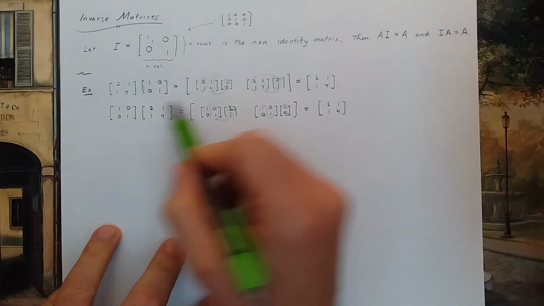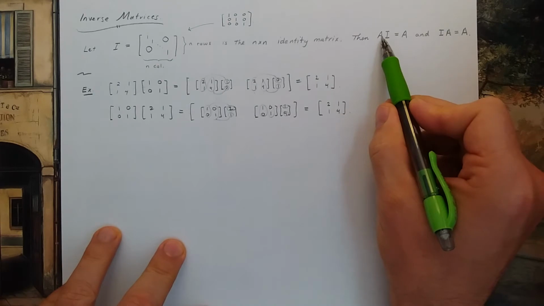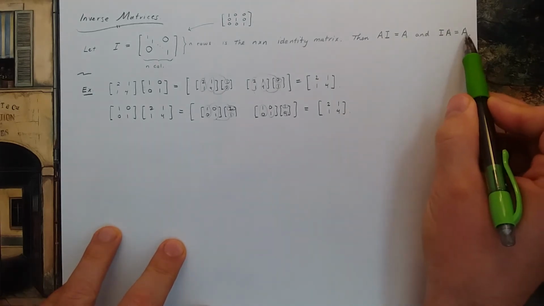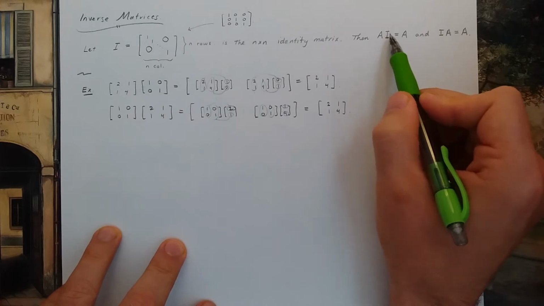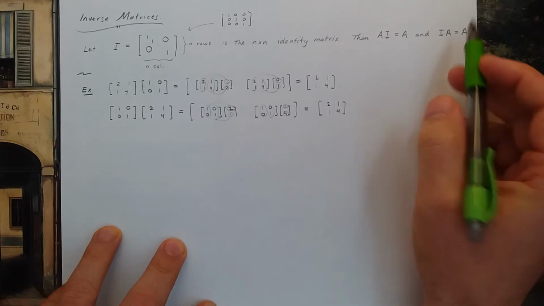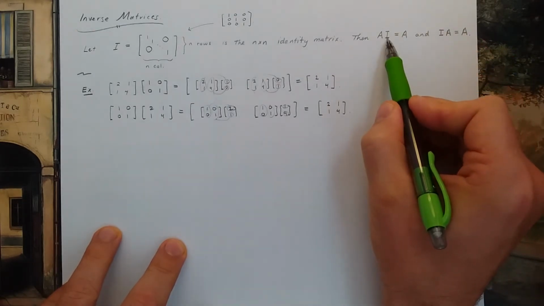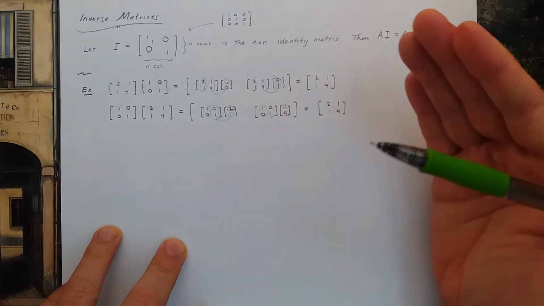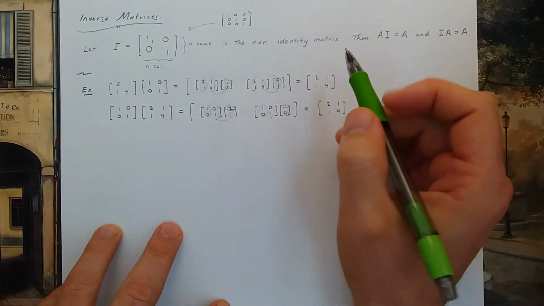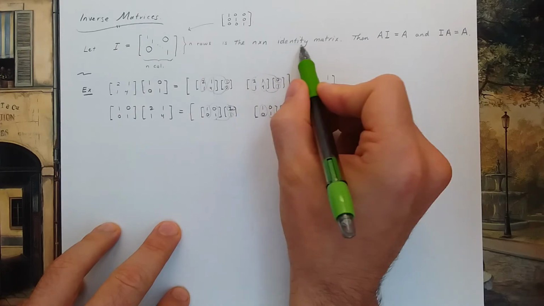So hopefully you could see with this example why it's the case that A times I is A and I times A is A. This is just, again, taking the role of the number 1 in matrix land. The number 1 is also known as the multiplicative identity because whenever you multiply by 1, you just get back what you started with. And that's why I is the identity matrix.